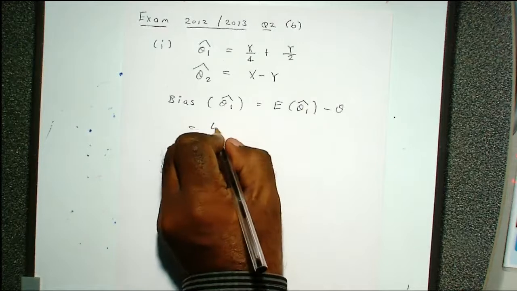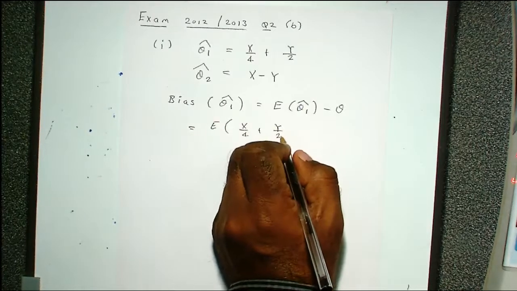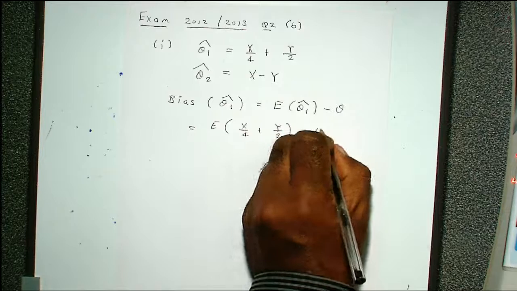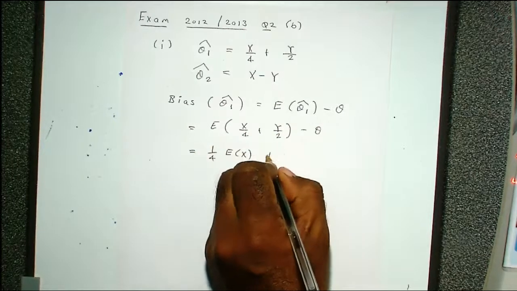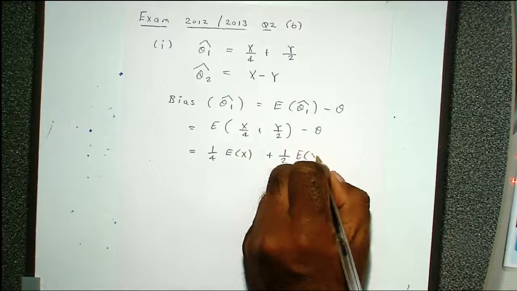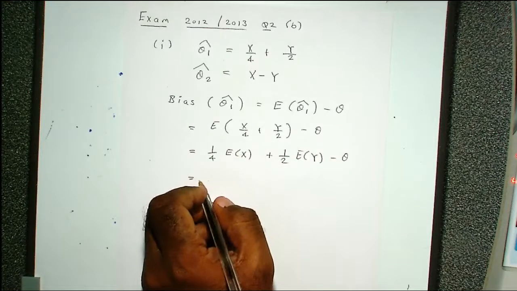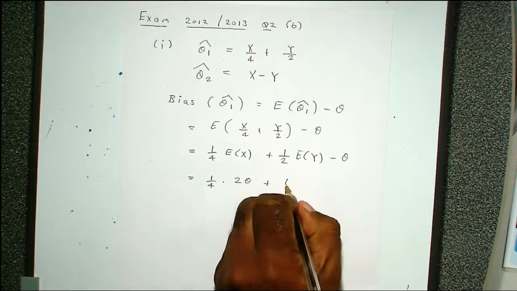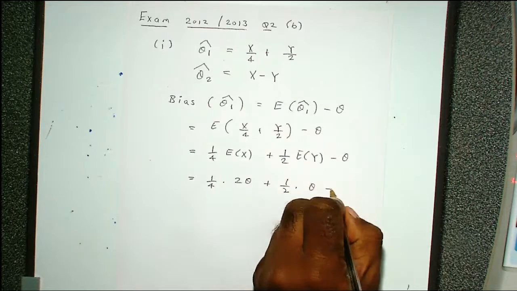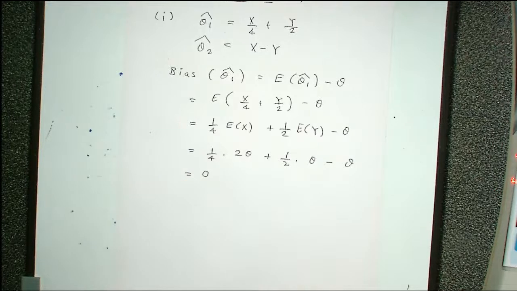So this is the expectation of X by 4 plus Y by 2 minus theta. So this is 1 over 4 times the expectation of X, plus 1 over 2 times the expectation of Y, minus theta. Now we are told that X has mean 2 theta, so it's a quarter times 2 theta plus a half times theta minus theta, and this is of course 0. So theta 1 hat is an unbiased estimator.